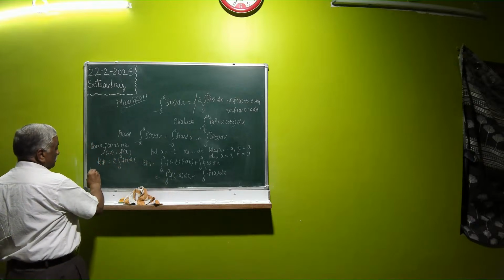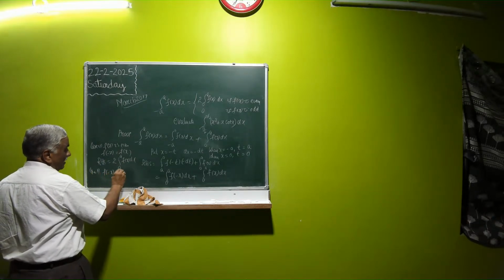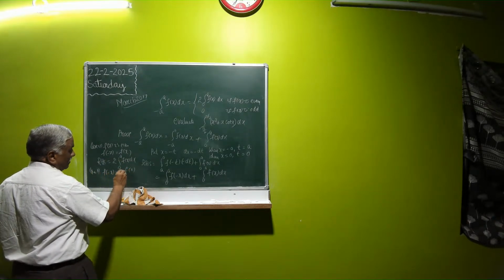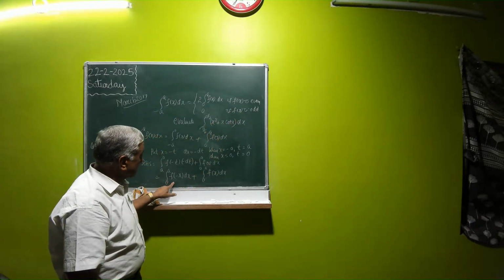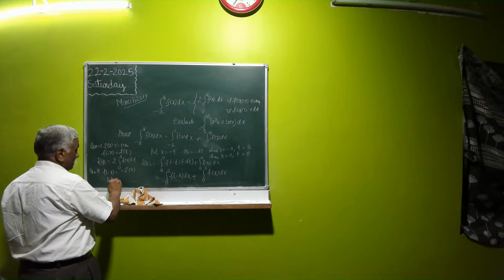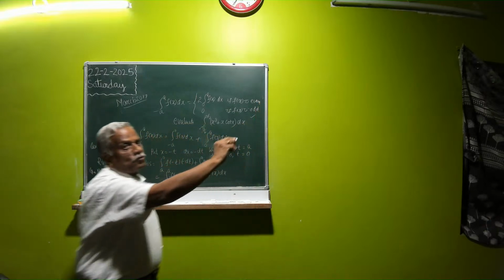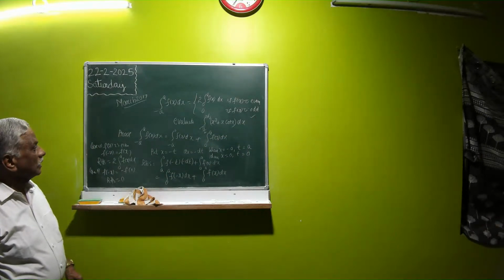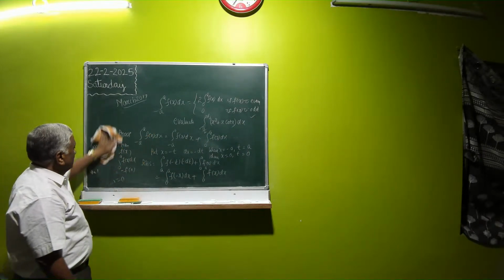Whereas what is case 2? f of minus x is minus of f of x, because the function is given to be odd. So this becomes minus of f of x, therefore these two will cancel. The RHS will be equal to 0. So we get this result. The proof is over.